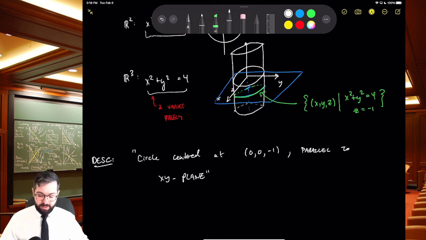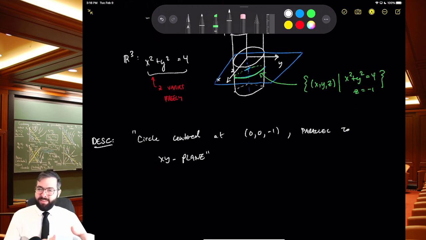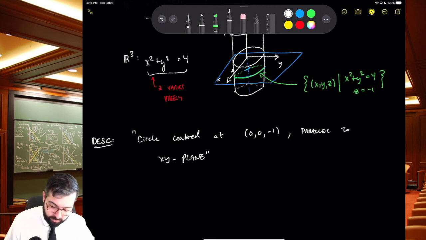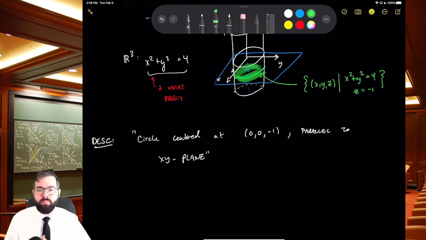Okay. And again, we're saying circle, not disk, right? It doesn't include all the points in between. It's the points on the boundary. Points on the boundary. Cool.